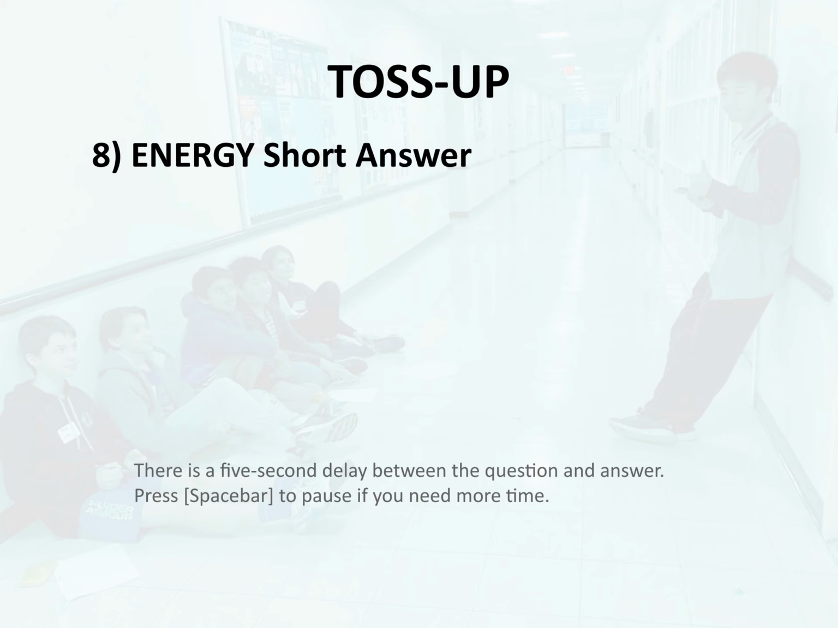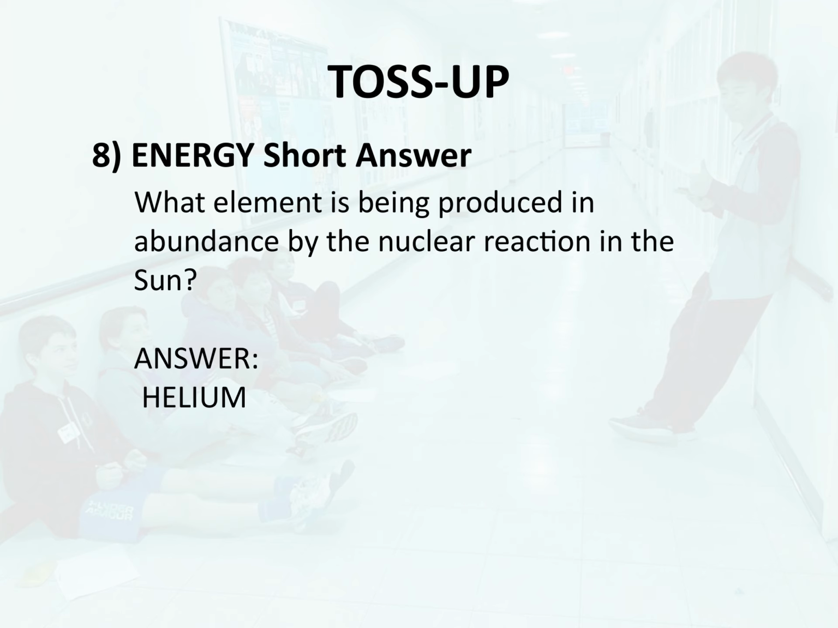Toss-up 8. Energy. Short answer. What element is being produced in abundance by the nuclear reaction in the Sun? Answer. Helium.